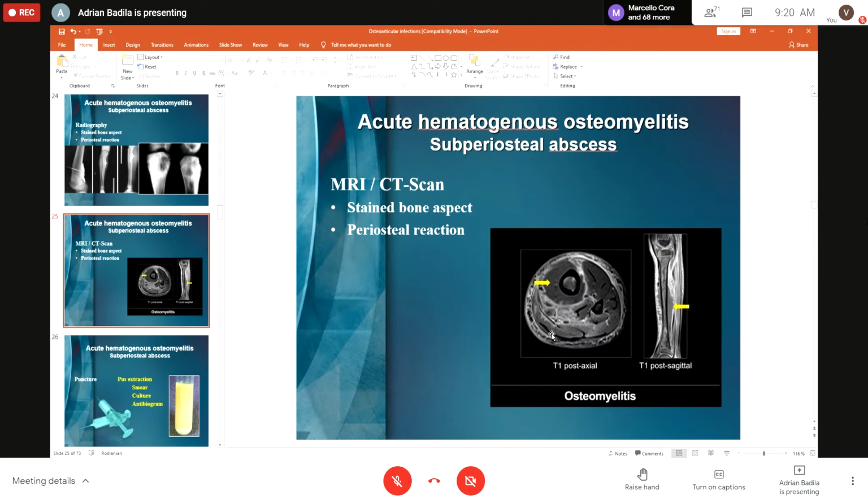At the MRIs or the CT scan, we will see the same things, stained bone aspect and periosteal reaction. On the left, you can see the abscess here around the tibia and the periosteal reaction. And we can see the same thing in a sagittal slice. The subperiosteal abscess is located somewhere in the middle third of the tibia on its posterior aspect. It's the thing in a darker gray here.